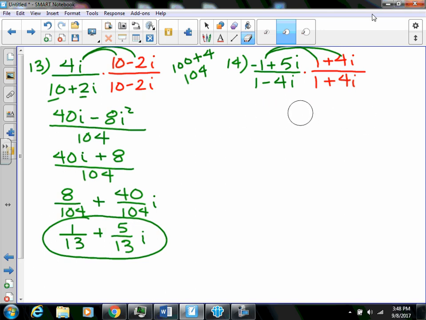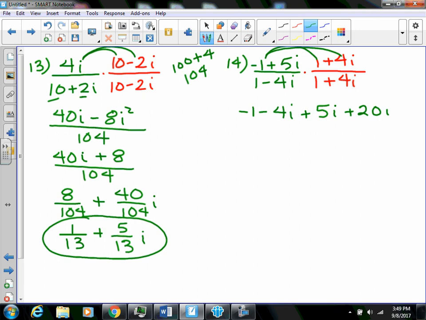Let me start over. All right, again. Negative 1 times 1 is negative 1. Negative 1 times 4i is a negative 4i. 5i times 1 is plus 5i. And 5i times 4i is a plus 20i squared.